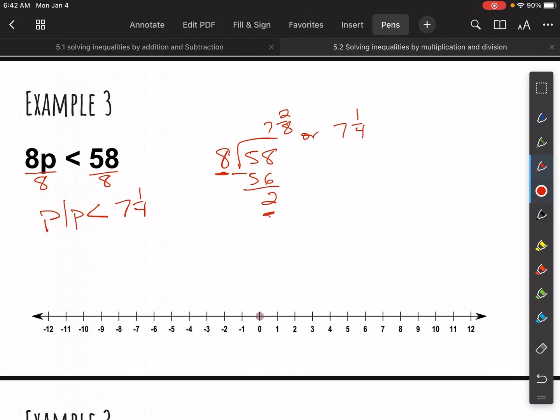All right, so here's 7 1/4 approximately. We're going to put an open circle, and it's less than, so we're going to go this direction. All right, so there's example 3. I think I have a few more in example 3 here for you.